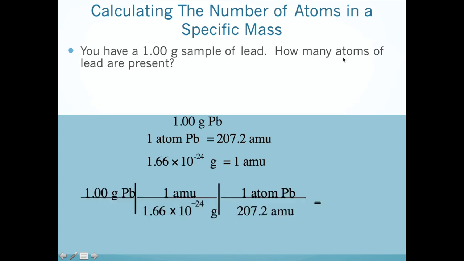So let's set that up. We're going to take our 1 gram of lead, divide by 1.66 times 10 to the negative 24 grams, because that gets grams to cancel out. And then we're going to divide by 207.2 atomic mass units per atom, because that gets AMU to cancel out. And that leaves us with atoms. So go ahead and plug that into your calculator: 1 divided by 1.66 times 10 to the negative 24, divided by 207.2. And you should work out to about 2.9 times 10 to the 21 atoms of lead.